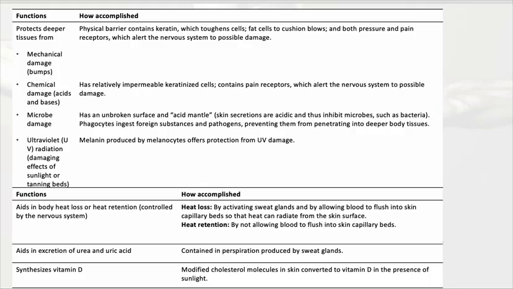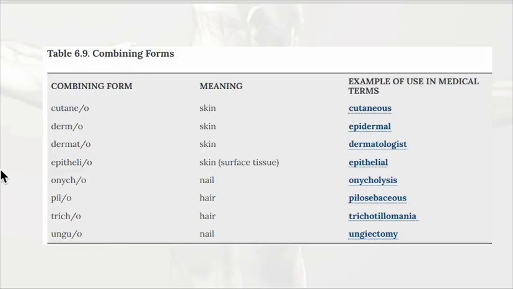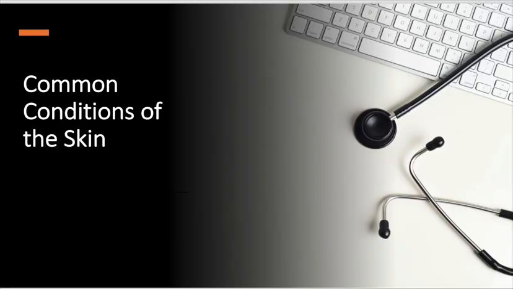This table also provides some organization of what was mentioned already. So we talked about the functions for protection, as well as thermoregulation, excretion, and synthesis that the skin performs. And the combining forms that are relevant for this unit were worked into the discussion that we just had, but here's a list for you to refer back to them. So let's go over common conditions of the skin.